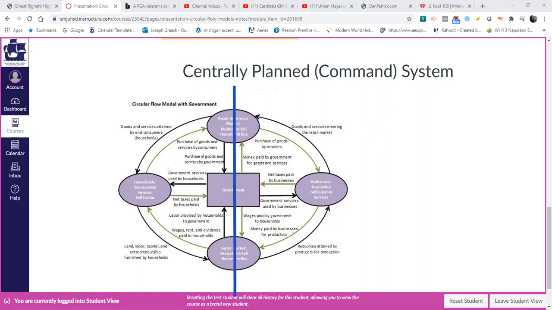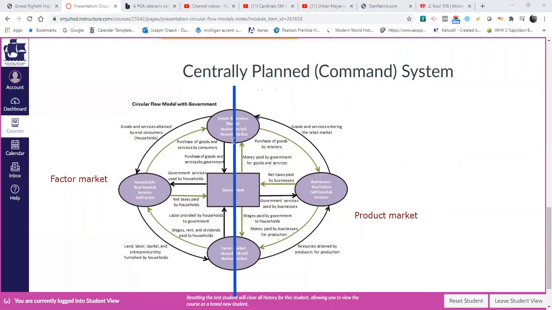We have our factor market: land, labor, capital, entrepreneurship furnished by households. Goods and services entering the retail market coming from business and firms. So we still have the same thing. We have the factor market over here with the households. You put that down there. We still have the product market, and we can put this here in this area here.